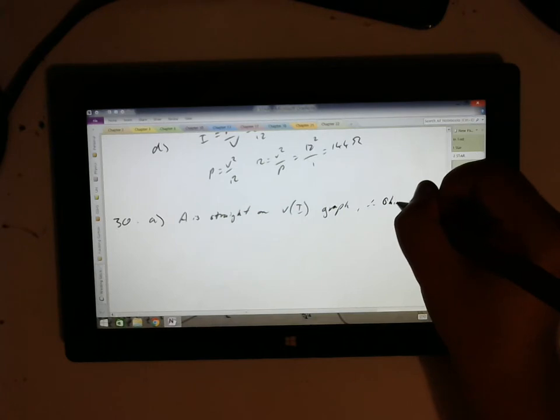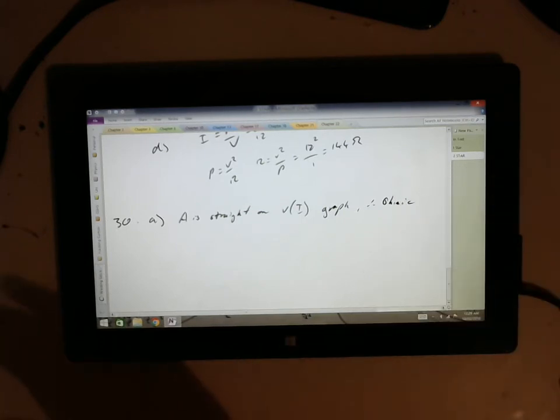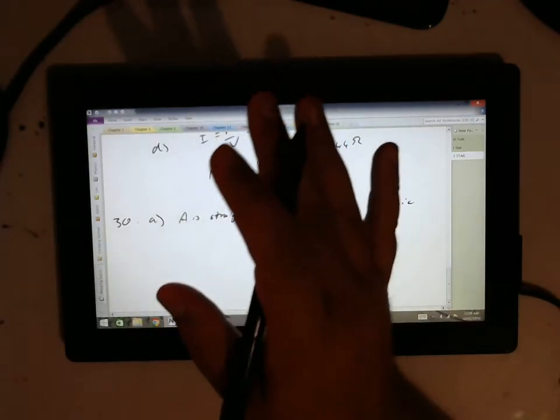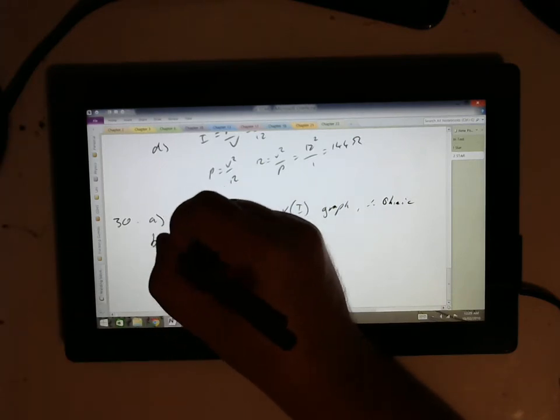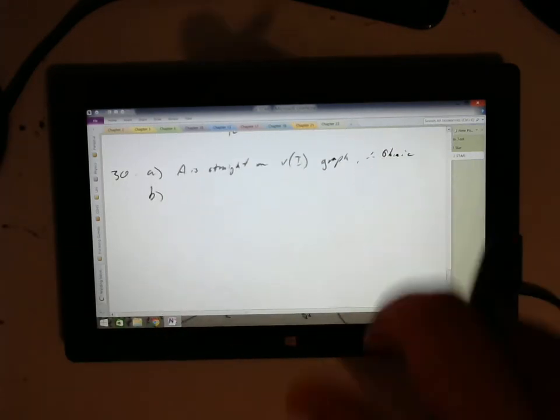Therefore, ohmic. Nice and straightforward. Nothing more than that was needed, because this sort of question would be the cognitive verb "determine", because you just need to look at the graph and tell me which is which. It's like an application of knowledge type question.